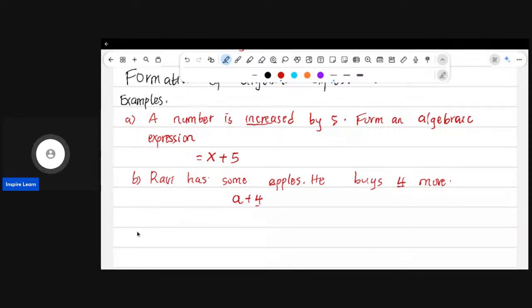Buying more means you have added to whatever he had. Again, we can also have one on subtraction. For example, if you're told in a classroom, it is in a classroom of 30 learners.